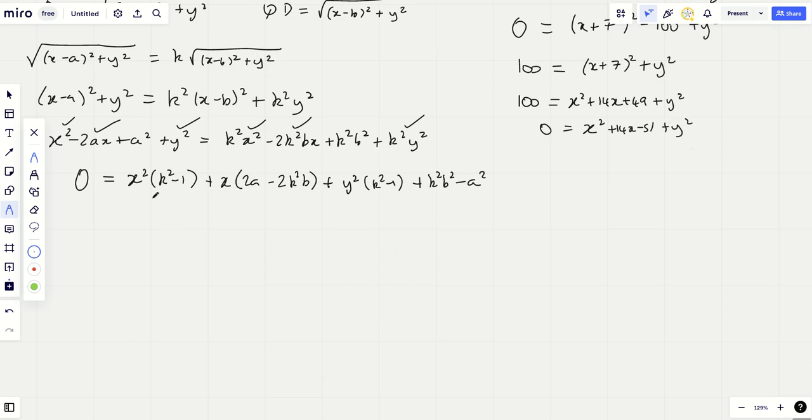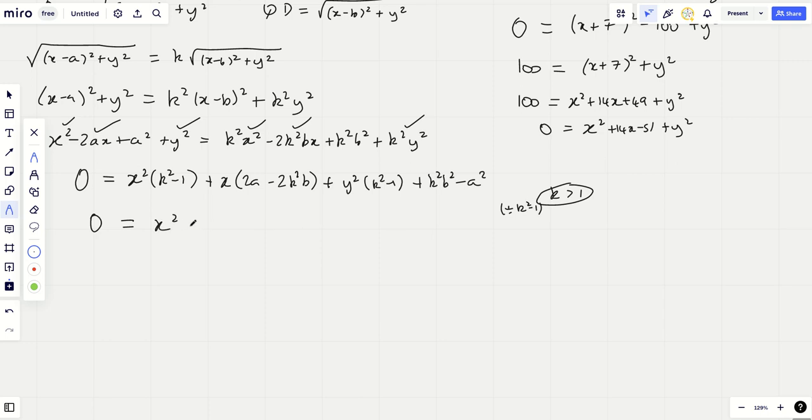Because now I can say, okay, well, firstly, let's divide through by k squared minus 1. We can do that because k is bigger than 1, remember, and you do want to check that you're not dividing by 0, but I said k was bigger than 1. So I'm going to divide through by k squared minus 1. That's what I'm going to do.